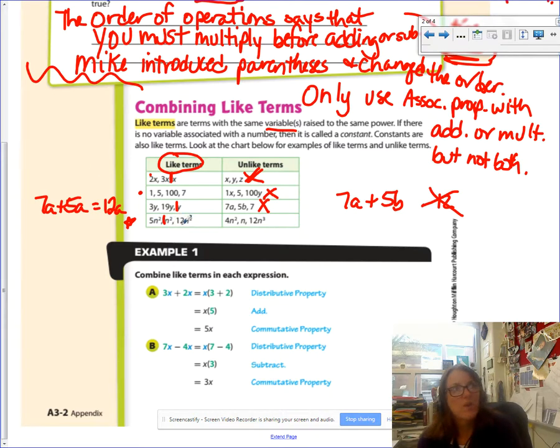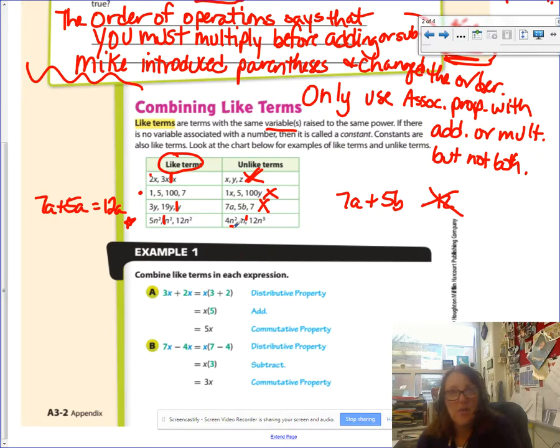5n squared, 1n squared, 12n squared, 6, 18n squared. Yes, that works. Over here, I have all n's, but they're different powers. This is n to the second power. This is an n to the first power. You can't add those together. You can't subtract them. Okay?